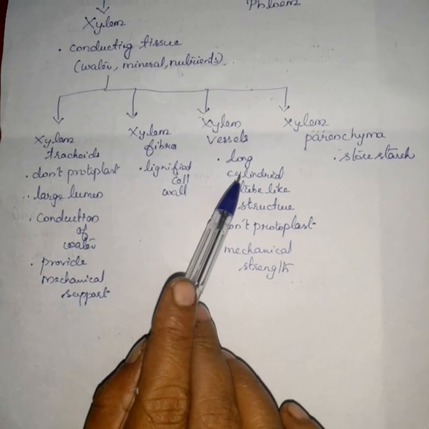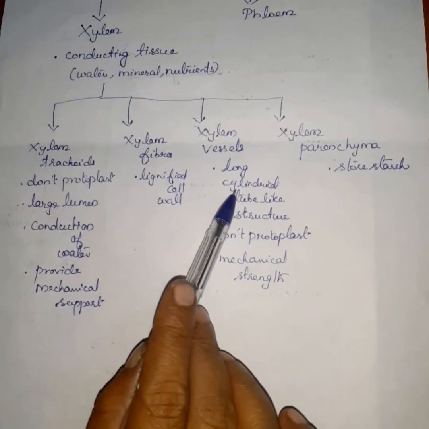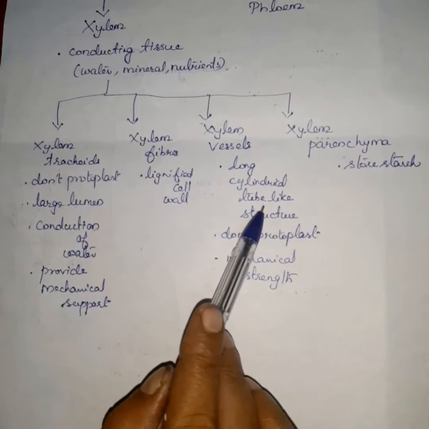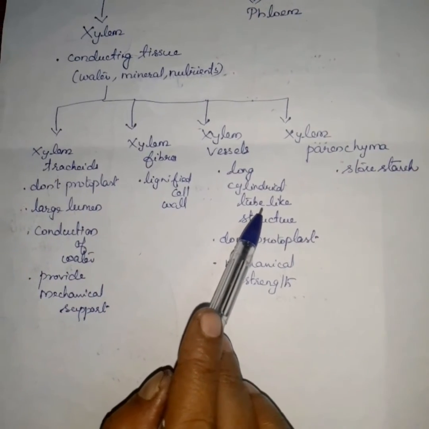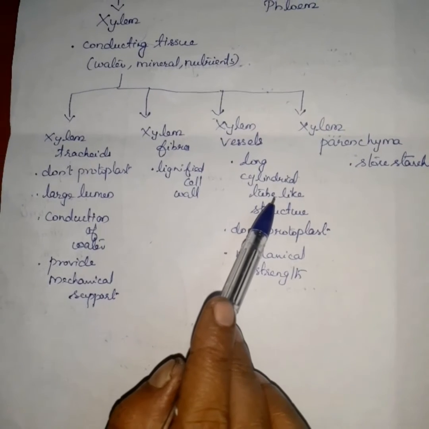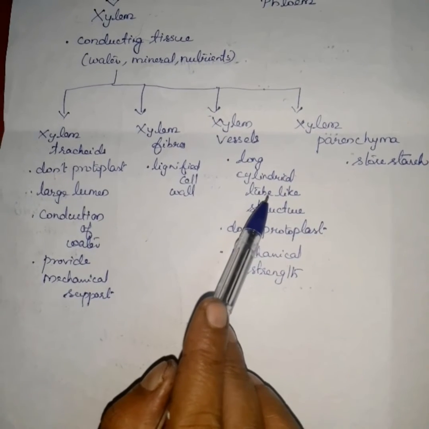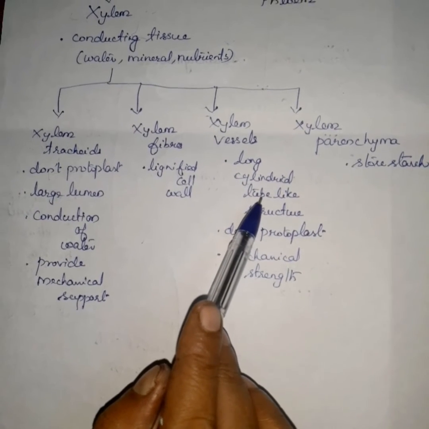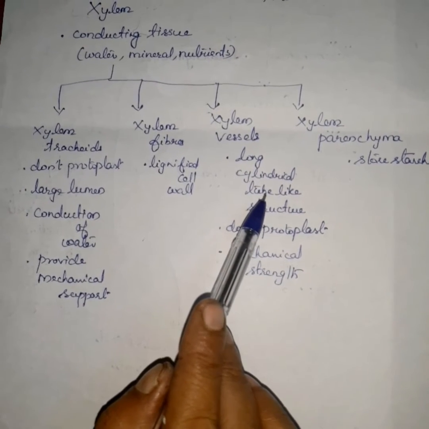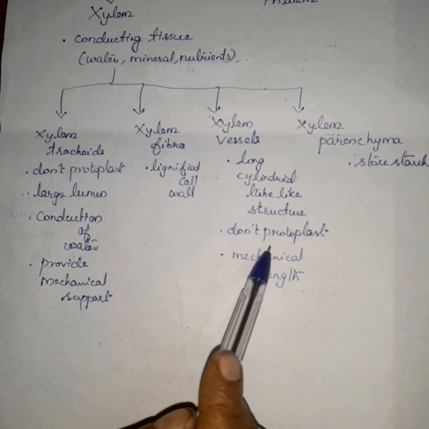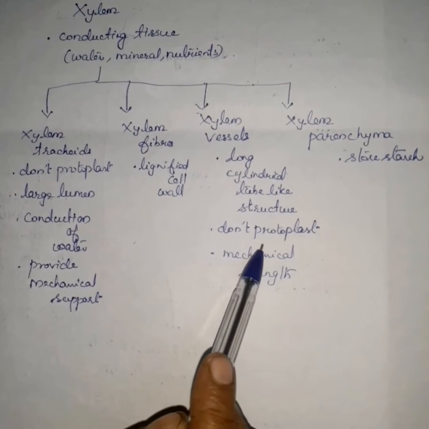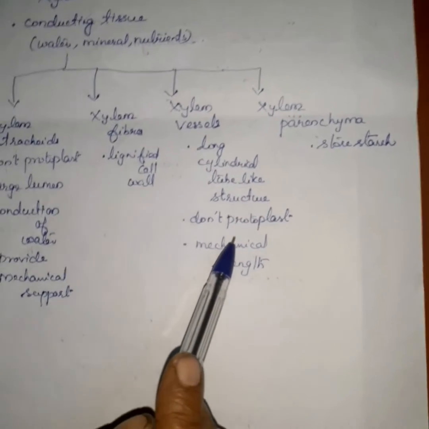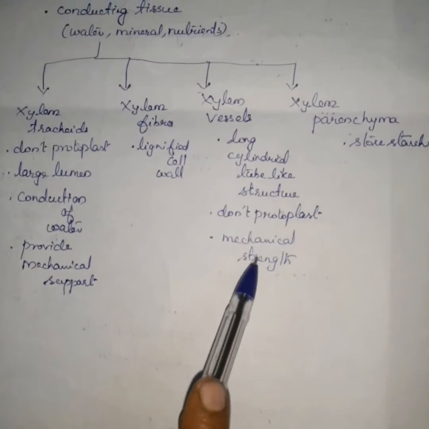So these are long cylindrical tube-like structures. Okay, these cells have lignified walls. These cells are dead cells because they do not have protoplast. Next, they look like a water pipe.